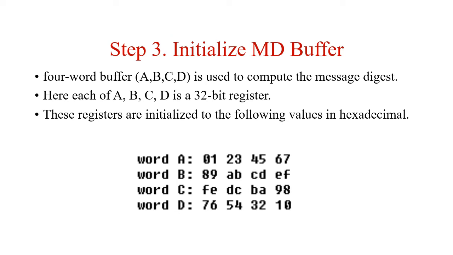Then the third step is we have to initialize the MD buffer. In this step, the 4 word buffer, that is A, B, C, D, is used to compute the message digest. Here each word is of 32 bits and in total they make 128 bits. So these registers or buffers are initialized to the following hexadecimal values, and these are fixed values. Word A will be initialized to 01, 23, 45 and 67. All these are hexadecimal values, so all 4 together make 128 bits.